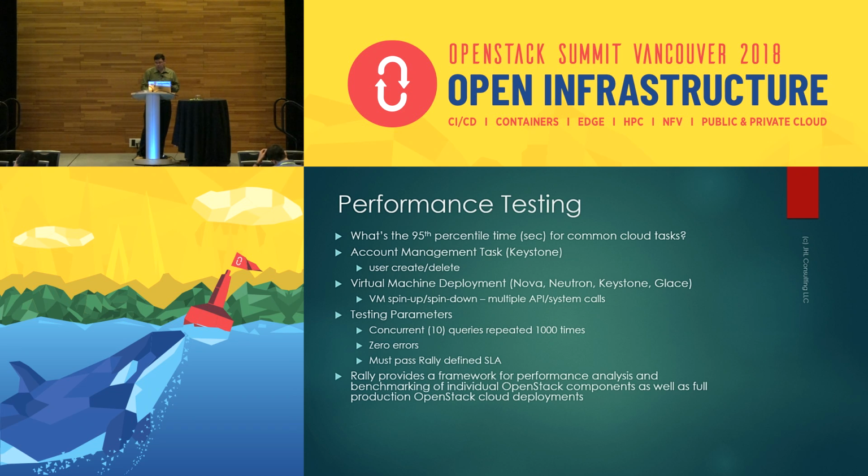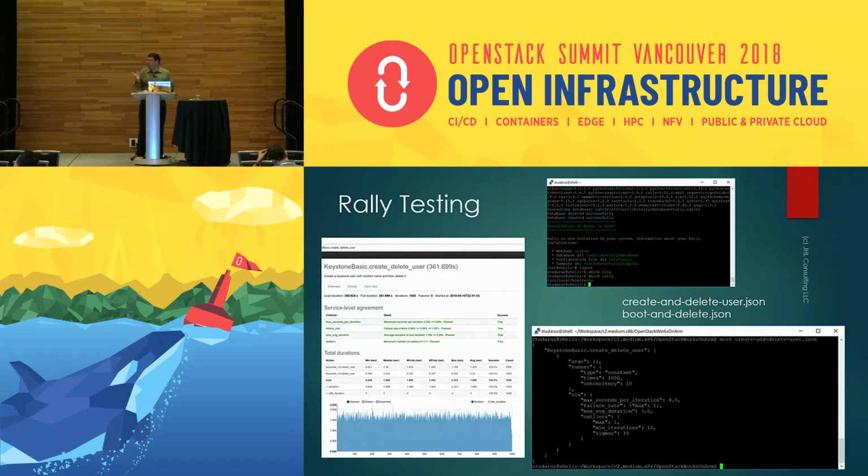And so basically we went through and set up Rally. For people who aren't familiar, Rally is an OpenStack testing tool. It goes through and hits all the APIs for you, gives you some nice XML output, which you can then use to build out some HTML pages. So we installed Rally and ran it against all of the different clouds that we built out to get our 95th percentile numbers.